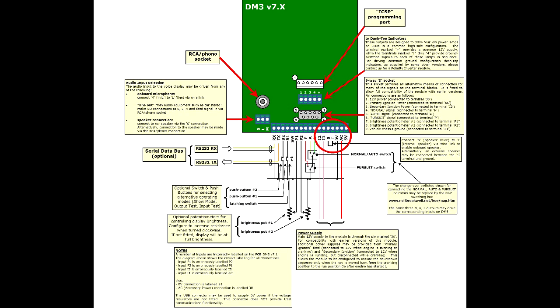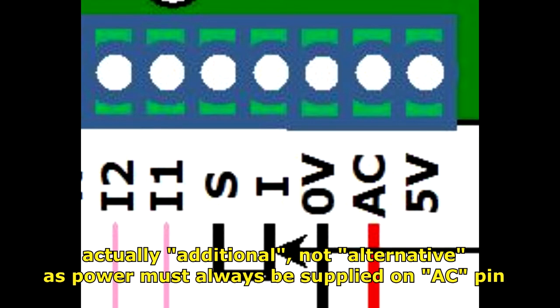So let's start off by talking about the power supplies. The module can be configured so that it's all powered from a single power supply on the connection marked AC for accessory power. That power is also connected on pin 1 of the 9-way D type. Now, for compatibility with earlier versions of DM3, we also have alternative power supply connections on pins 2 and 3 of the D-type connector, which are also connected to the pins marked I1 and I2.